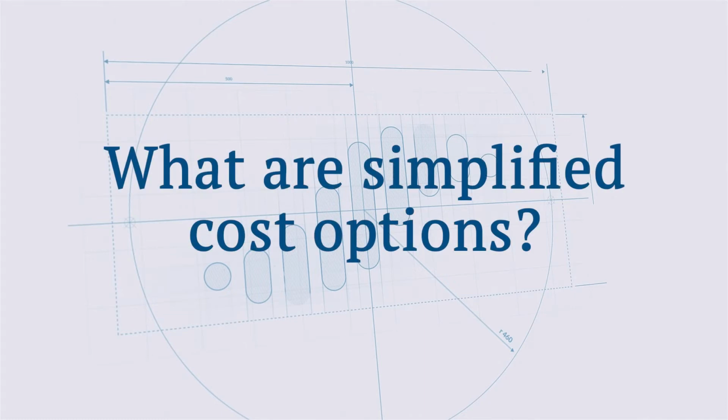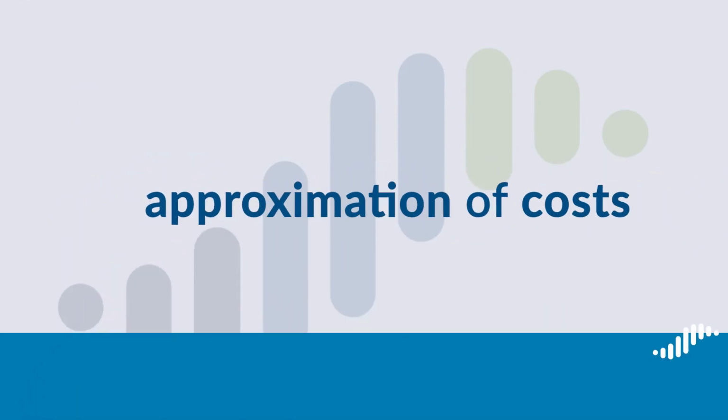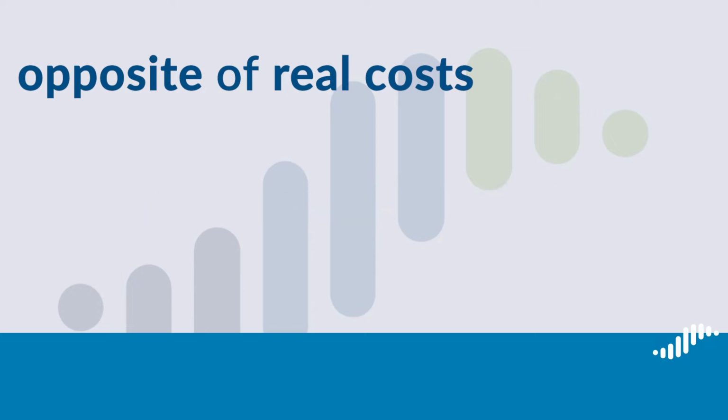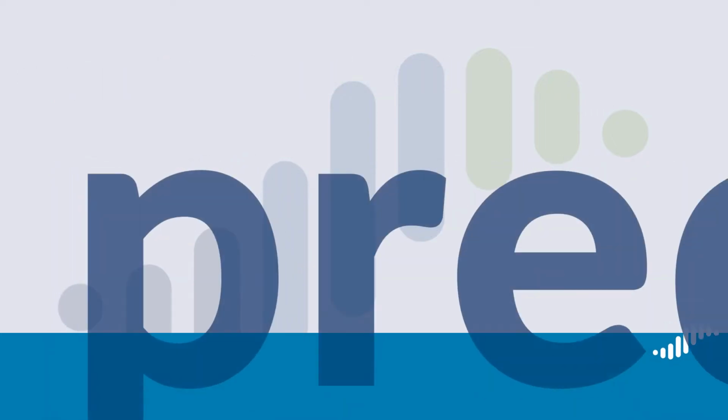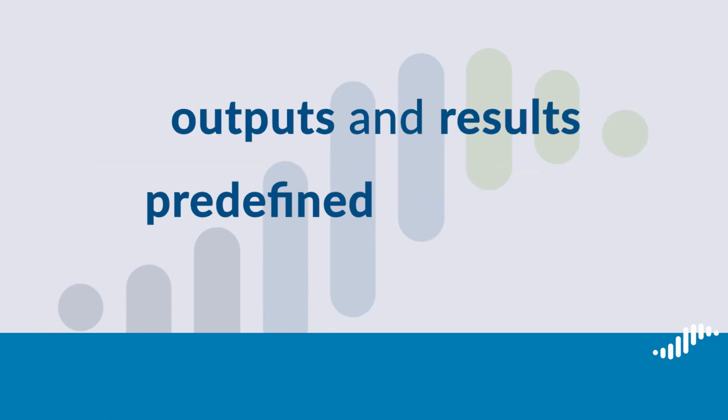Simplified cost options. What are they? They are an approximation of cost defined in advance. This makes them the opposite of real costs. With SCOs, you calculate the eligible cost according to a predefined method based on your activities, outputs, and results.